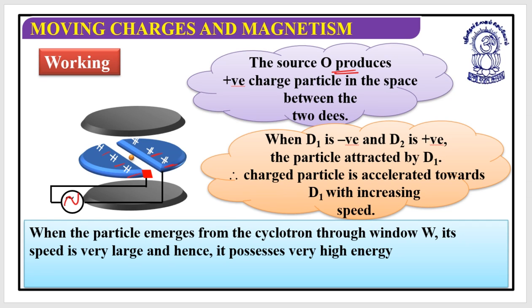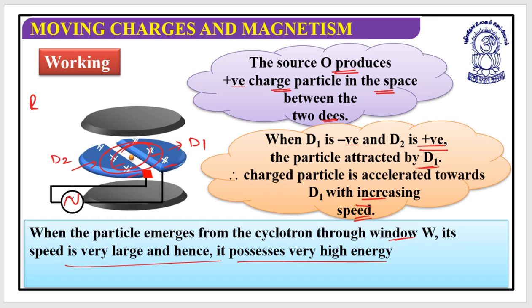The source O produces the positively charged particles for us in the space between the two D's, and when D1 is negative, let's say this is D1 and this is D2, and D2 is positive, the particle is attracted by D1 and accelerated towards D1 with increasing speed. When the particle emerges from the cyclotron through window W, its speed is very large and hence it possesses very high energy. So the situation will keep going.